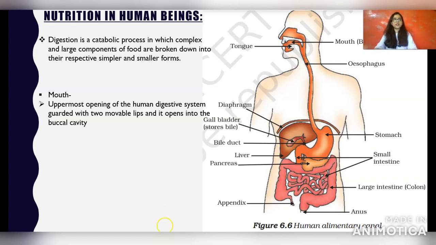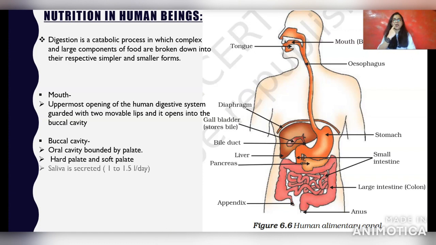So the mouth is the uppermost opening. Whenever a question arises like what is the opening of the digestive system, or which is the first part of the digestive system, you will say that the mouth is the first. Next is the buccal cavity. Oral cavity bounded by palate, that is the upper palate and the lower palate, hard palate and soft palate. Now what is hard palate?